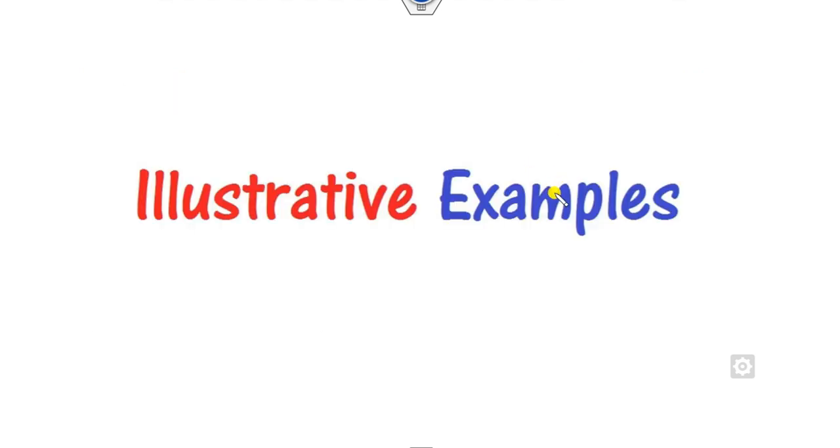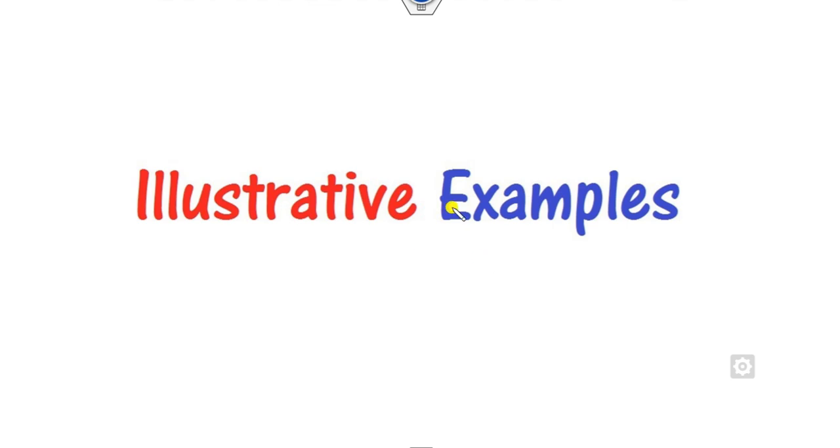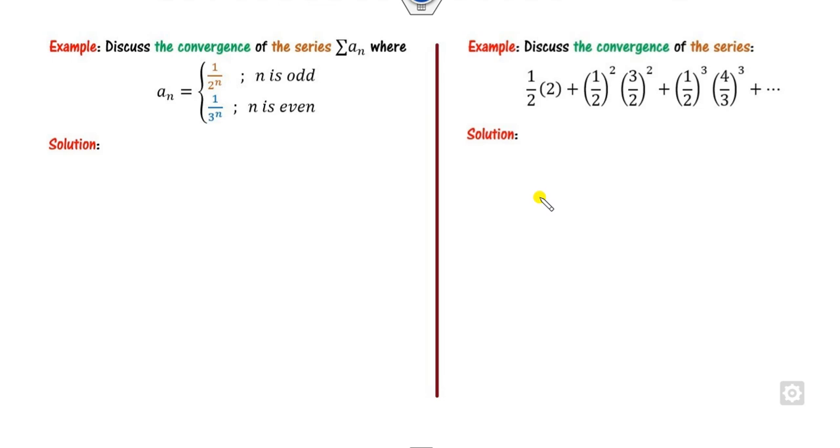Now we will see the various examples. This Cauchy root test is also called the Cauchy radical test. Why is it called the Cauchy radical test? Because of the power 1 by n, which is the radical. We will discuss 10 to 12 examples.